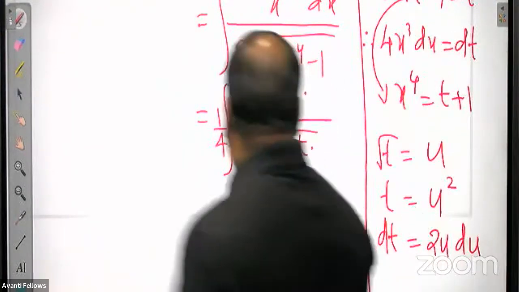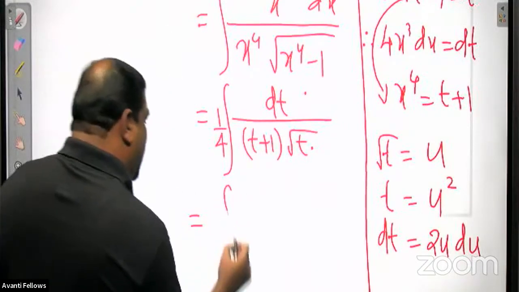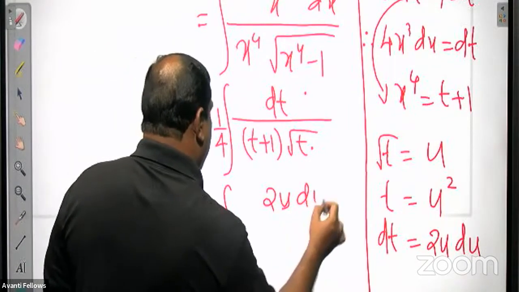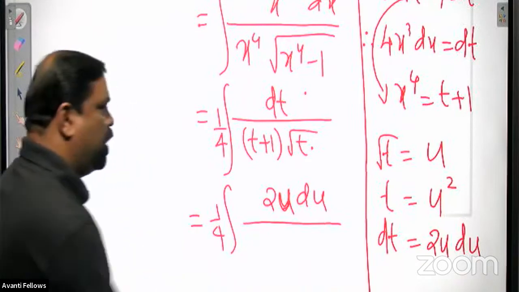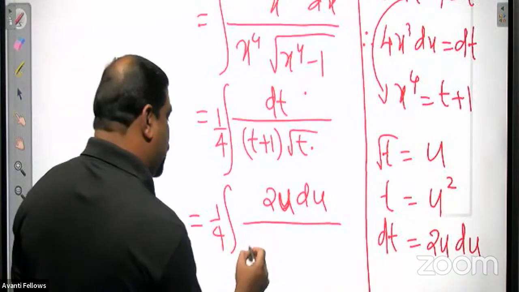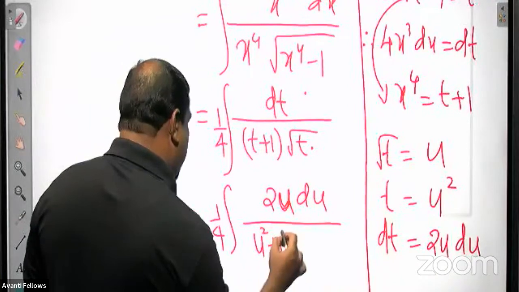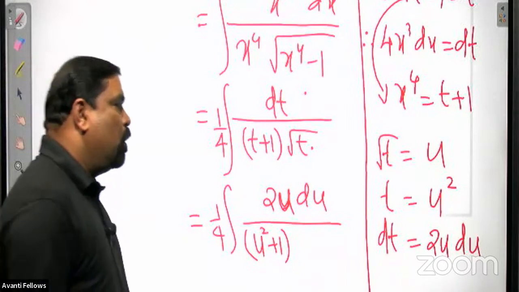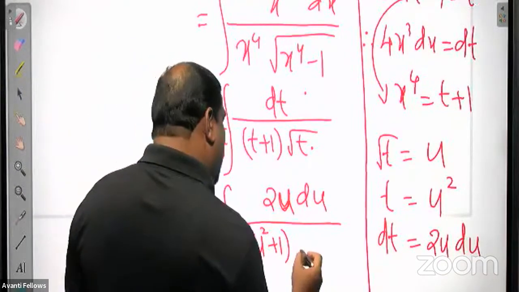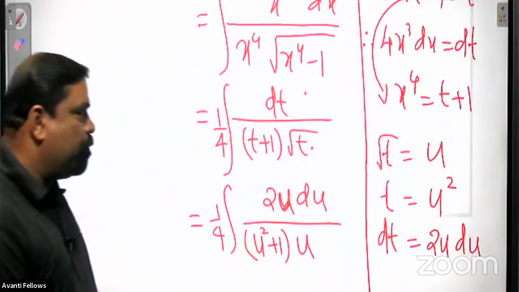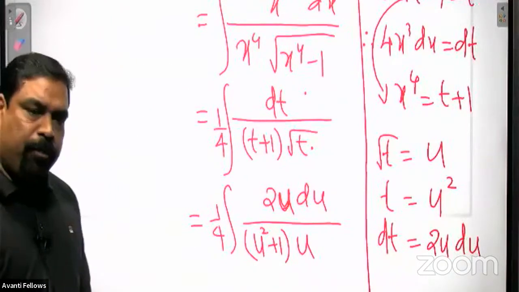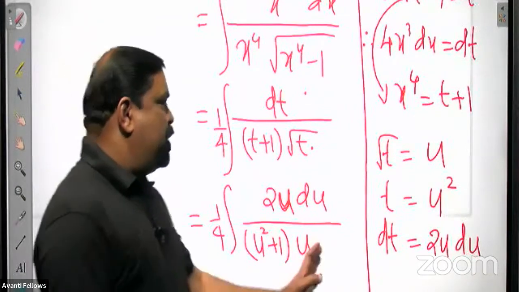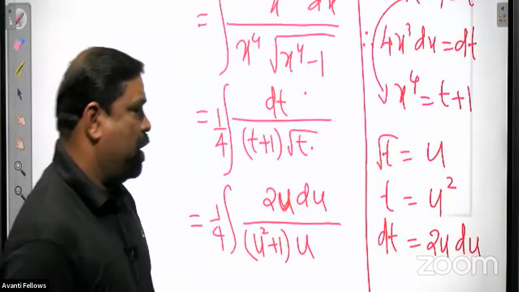So these changes apply again in this integral. 1 by 4 into dt, meaning 2u du, divided by t plus 1. t means u square, so u square plus 1, into root t. What is root t? That is u. Is it correct? t is u square, that's the whole substitution actually.